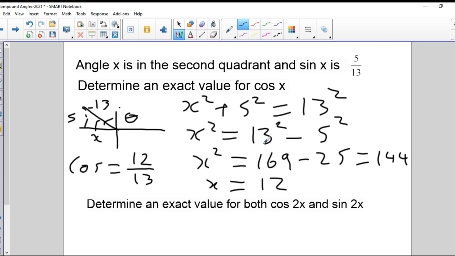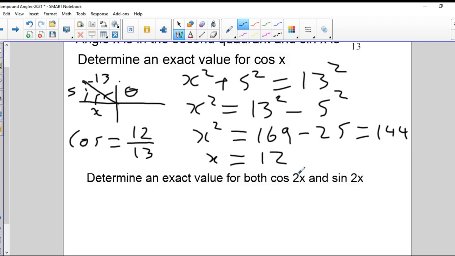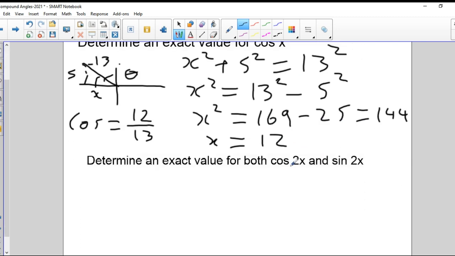12 over 13. So if the sine of x is 5 over 13, as I'm pointing to right here, then the cosine of x is equal to 12 over 13, by just using Pythagoras to find what the adjacent side is. Okay? Let's use that now to find the cosine of 2x and the sine of 2x.